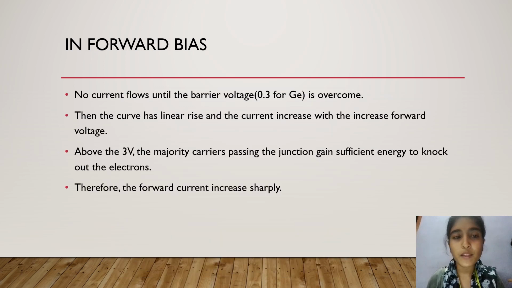Moving to the next slide. In the previous slide we observed what forward bias is. In this slide we are observing the process that happens in forward bias. First point: no current flows until the barrier voltage of 0.3 is overcome. Then the curve has a linear rise and the current increases with the increased forward voltage. The majority carriers passing the junction gain sufficient energy to knock. Therefore, the forward current increases sharply.